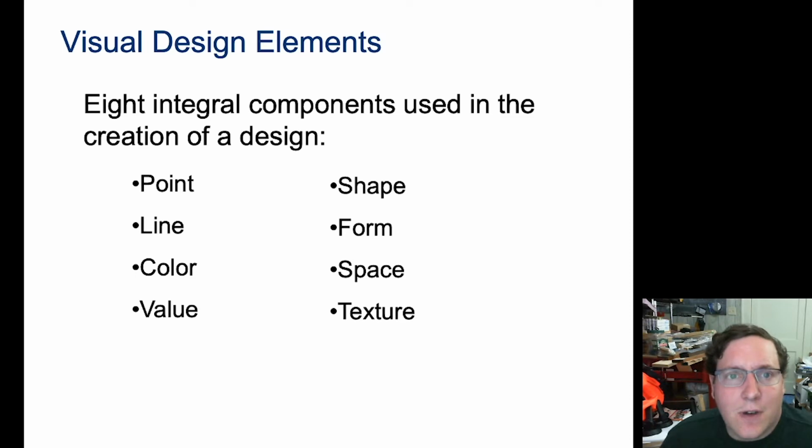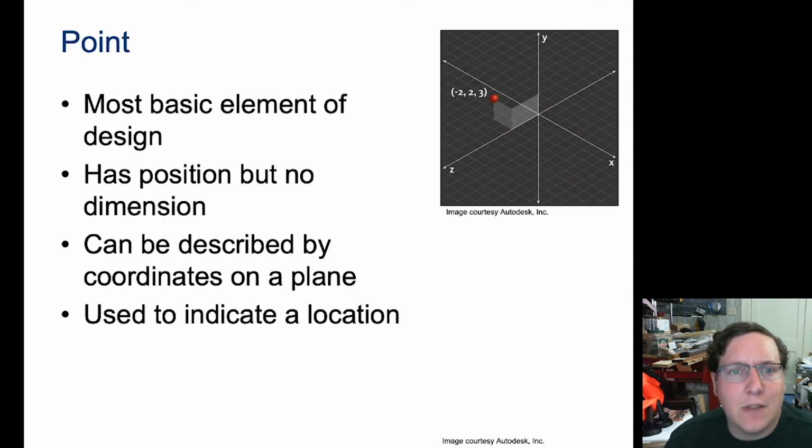So in this video, we're going to look at the visual design elements. We're going to talk about some of the details and how it connects to engineering and science a bit more than it may with art, at least in this video. So the vocabulary that you should know is the 8 integral components that go into good design. We're going to talk about points, lines, color, value, shape, form, space, and texture, and we'll have some good examples of how you see those.